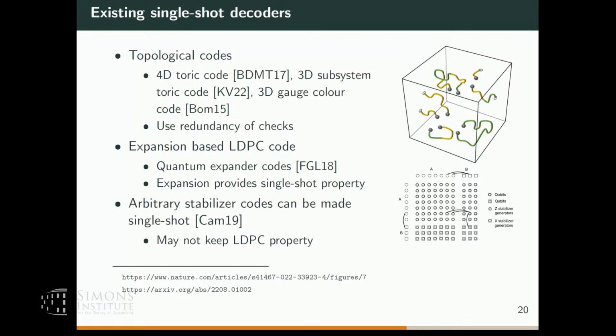And one other result was by Campbell, which is quite interesting. It shows that any stabilizer code can be made into a single-shot code if you pick the correct stabilizer generators to measure. So instead of measuring the original generators, you can take some other set that is more robust to measurement errors. But one problem here is that if you start with an LDPC code with low density, with low weight checks, then this other set that you actually have to measure could be high weight. So it would not keep the LDPC property.